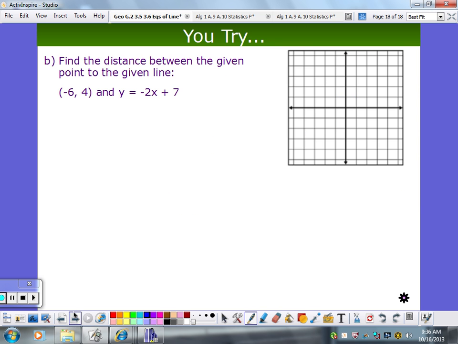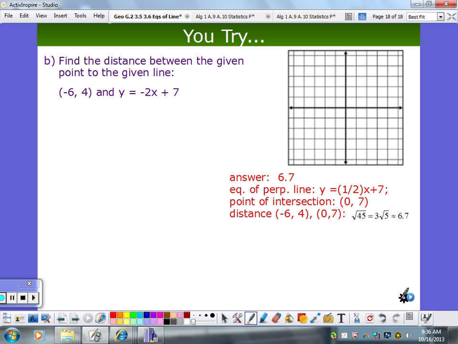No? Did we get to the second one? Find the distance between the given point to the given line. And I can show you what I got. Approximately 6.7. Anybody get that? Did we not get that? I did. Okay, so did we not get to the question yet? Alright, well, you can finish it.